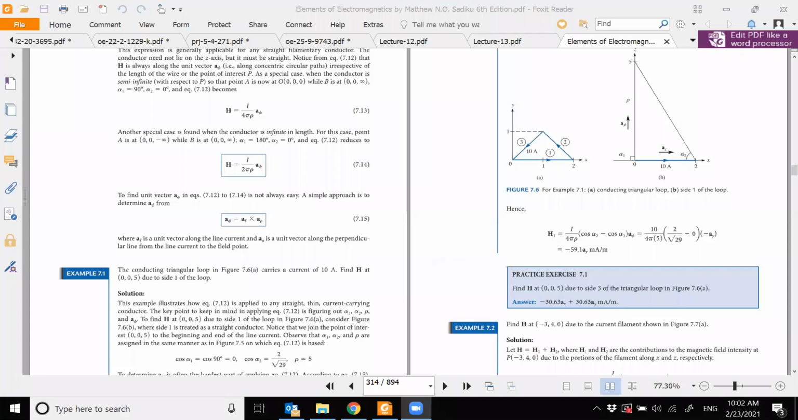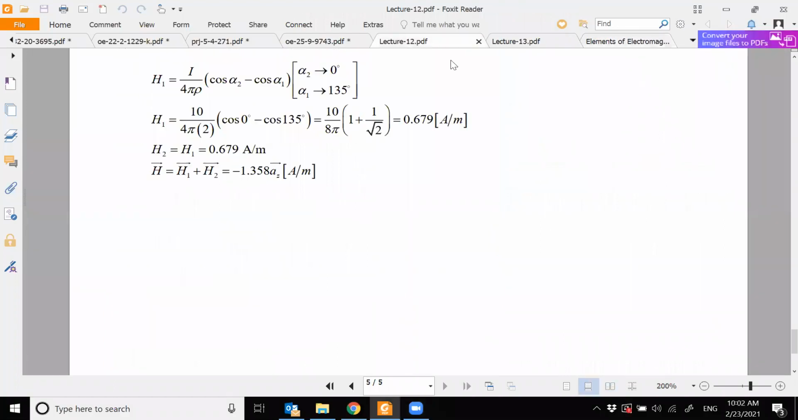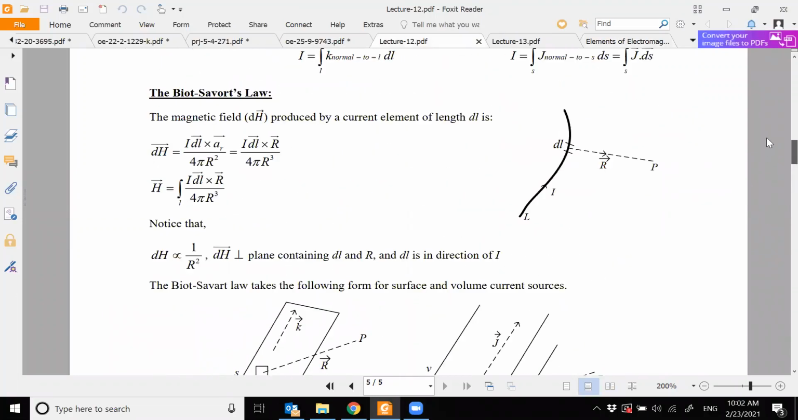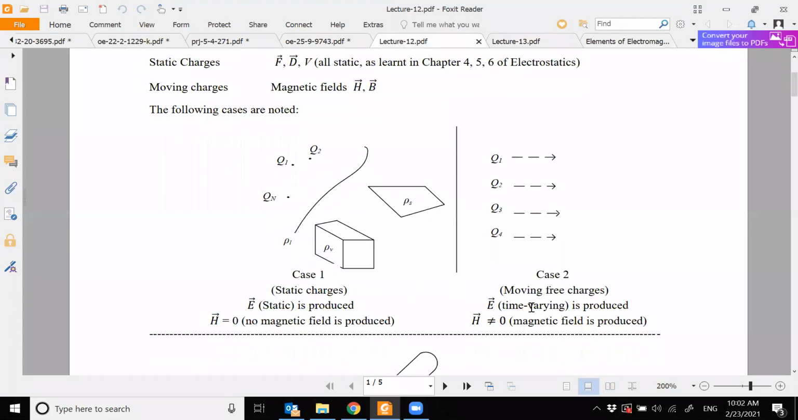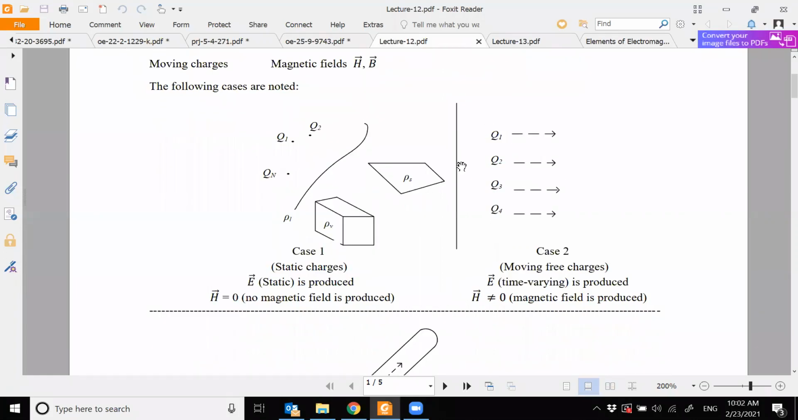Okay. So let's start our class. So let me screen share. Okay, so in the last class, we concluded our electrostatics, and then we started with magnetostatics, where we spent some time on understanding the source behind the magnetic field. And we have seen that it's the movement of charges.